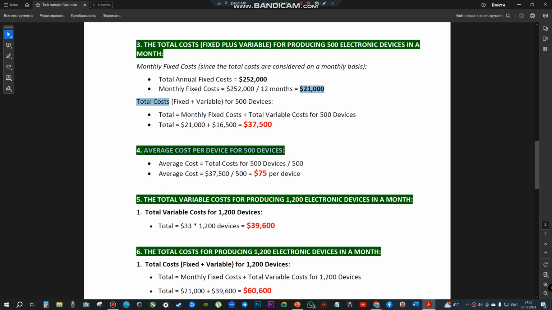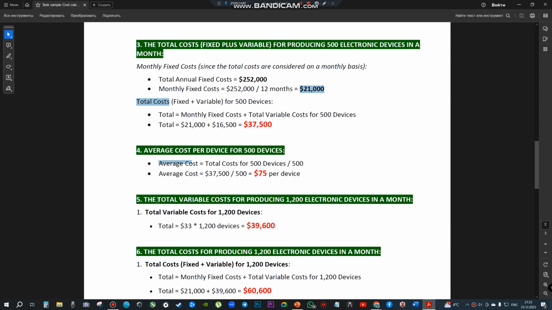Sub question number 4 involved the calculation of the average cost per device for 500 devices. We remember that average cost for 500 devices means the total cost for 500 devices divided by 500 devices. So pretty easy. Here we have the total cost, this one for 500 devices, divided by the number of output, 500 units. As a result we have $75 per 1 unit, remember.